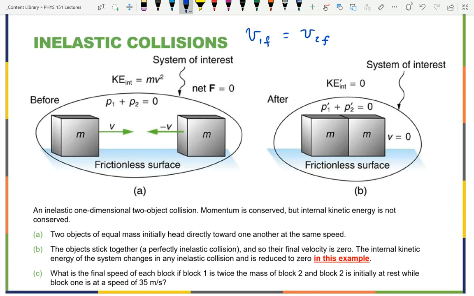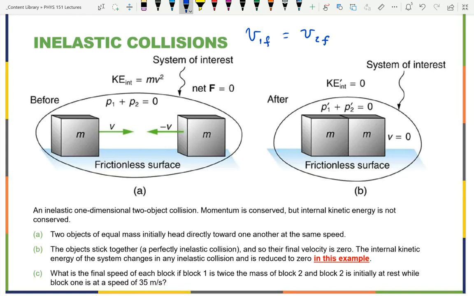So I have an example here. Two objects of equal mass initially head directly toward each other at the same speed and stick together. If they're coming at exactly the same speed toward each other, what can you tell me about the momentum of the two cars? They're the same but in opposite directions. So what's the total momentum? Zero. So if they have the same final speed and the total momentum is conserved, why would the total momentum be conserved?